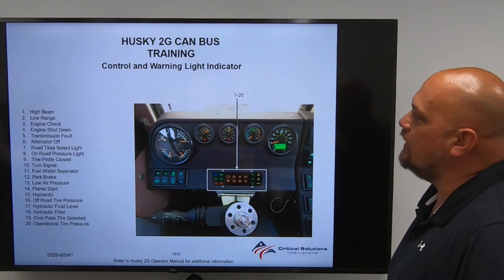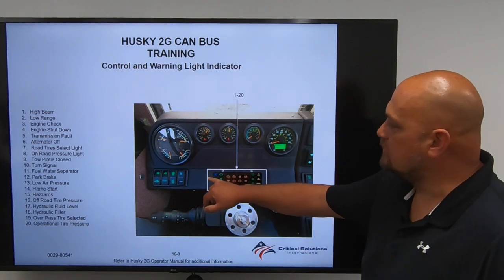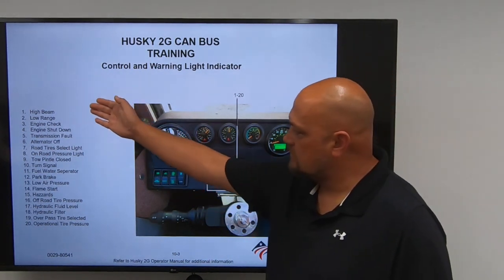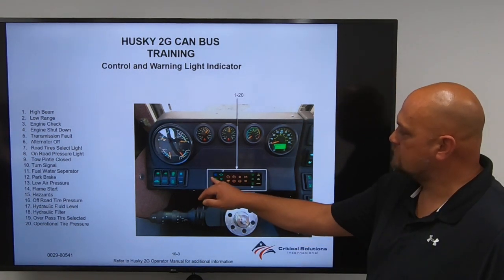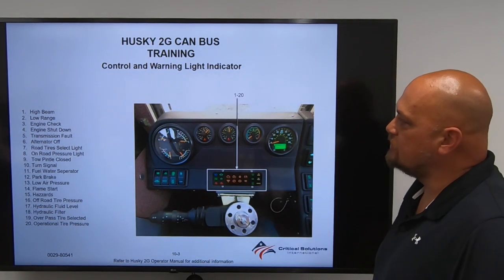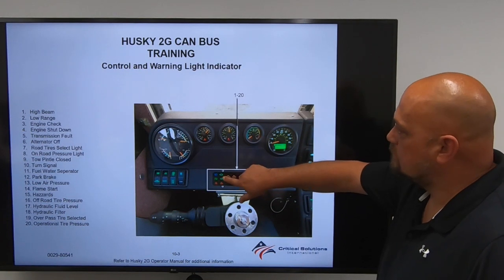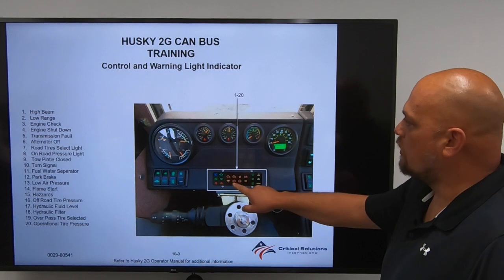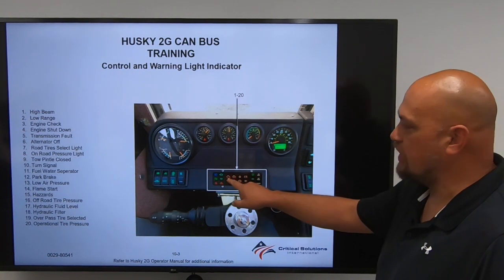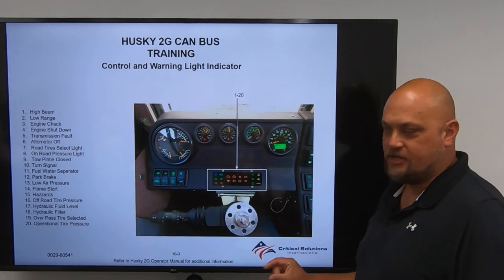Control and warning light indicator. Inside this panel, you have 20 different lights and 20 different indicators. Item number 1 is your high beam. Item 2 is our low range. Item 3 is our check engine. 4 is our engine shutdown, which looks like our check engine, but this one has an exclamation point.